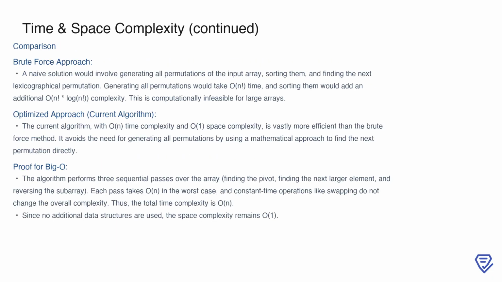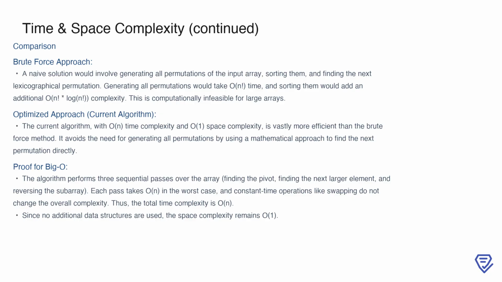To put this into perspective, consider a brute force approach that generates all possible permutations of the array, sorts them, and then identifies the next lexicographical permutation. This would require O(n!) time to generate permutations and additional time to sort them, resulting in an astronomically high complexity of O(n! log(n!)). Clearly impractical for large inputs.